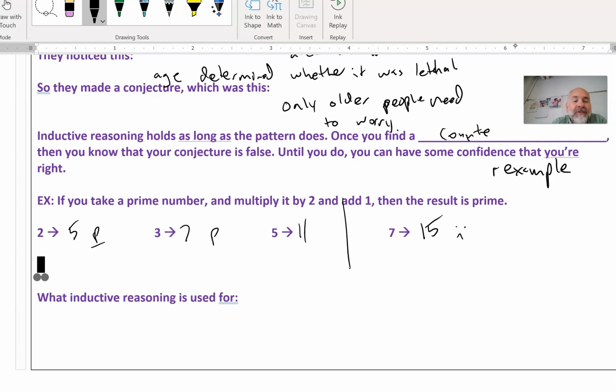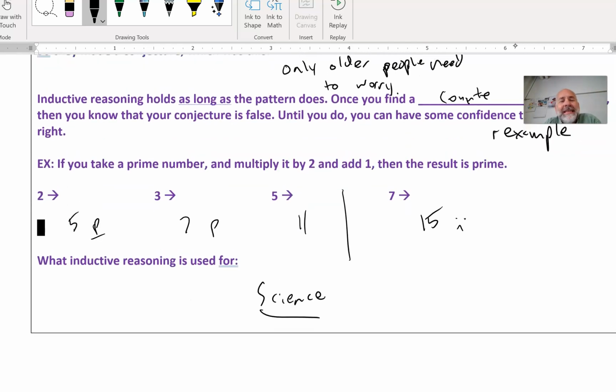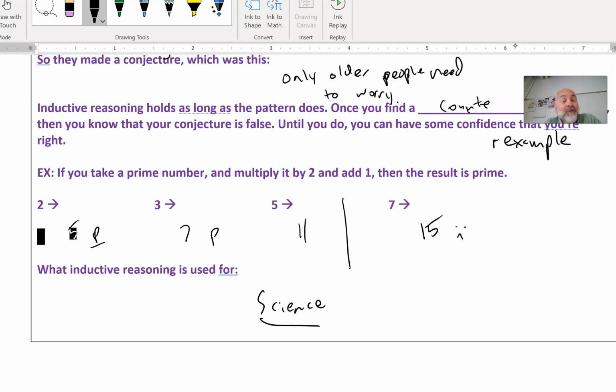So what is inductive reasoning used for? It's used for science. It's the basis of science: starting from data, making conclusions, and then testing them out and seeing if they stay true. That is what science is fundamentally based on. Okay, so that's inductive reasoning, and it's really important.